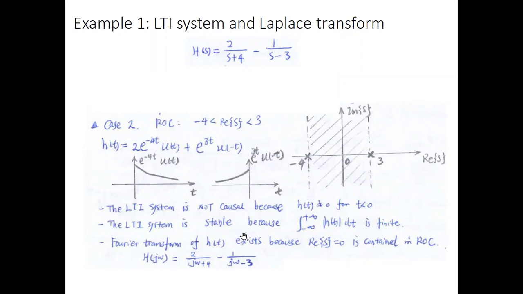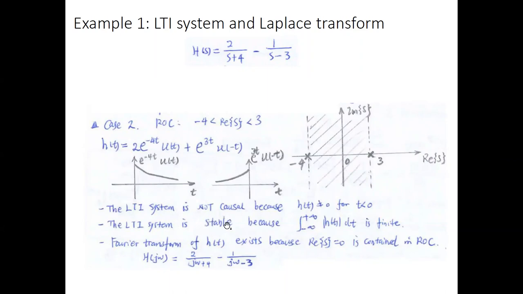But the system is stable because if we take the integral of the absolute value of h of t, for both the part where t is negative and the part where t is positive, h of t has a structure that as t goes to minus or plus infinity, h of t goes to zero. And the integration, which is the area covered by the curve, is a finite number. So because this integration is finite, the LTI system is stable. Again, a criterion we learned from chapter two.